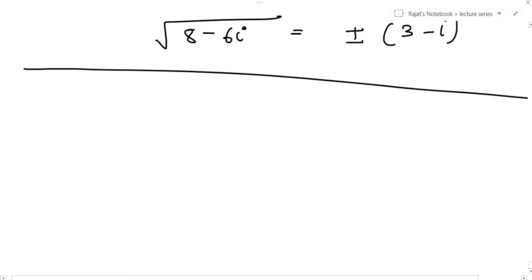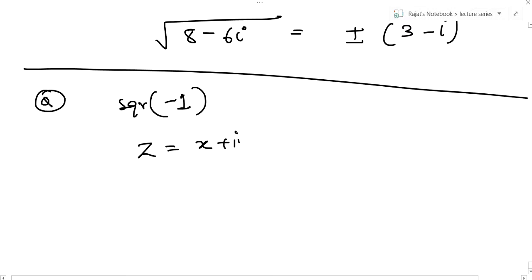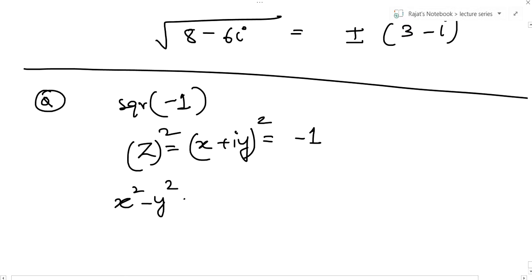We can take another example. Find the square root of, let us say, minus 1. I want to find the square root of minus 1. So I'll assume z is equal to x plus iy is the square root. So this square, z square, will be equal to minus 1. Expanding, we'll get x square plus y square minus x square minus y square plus 2xyi is equal to minus 1.